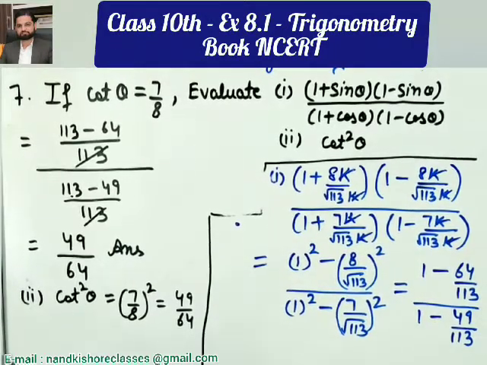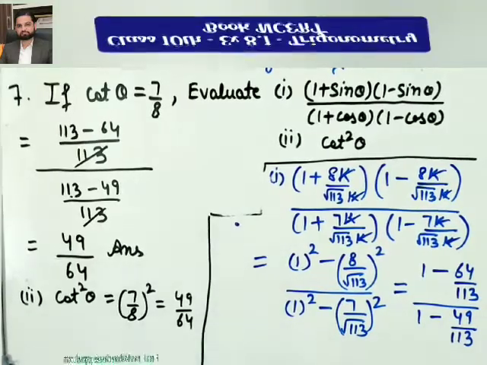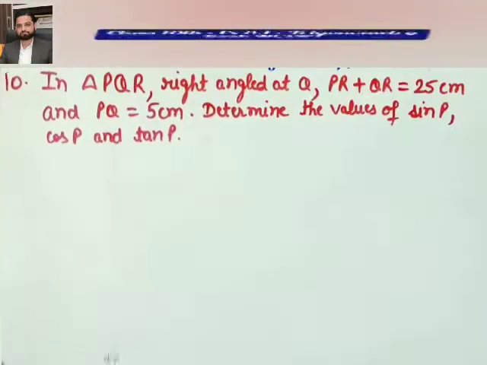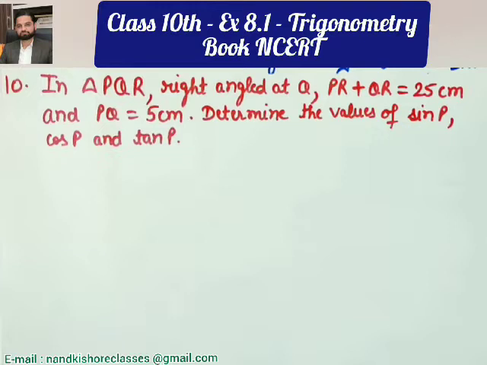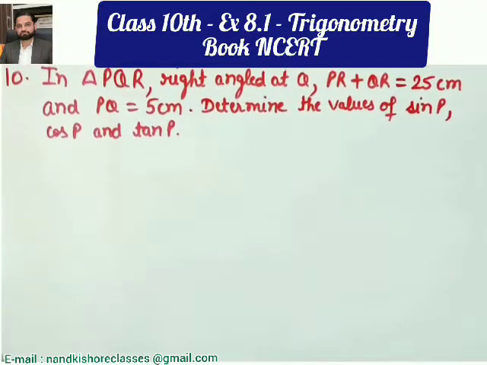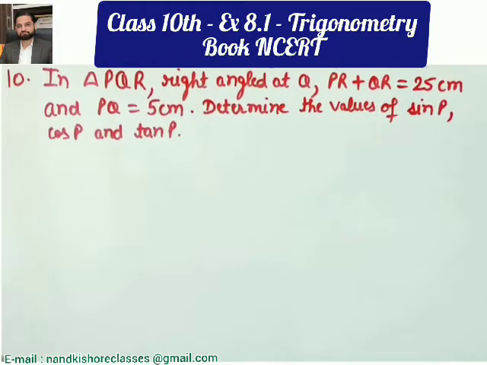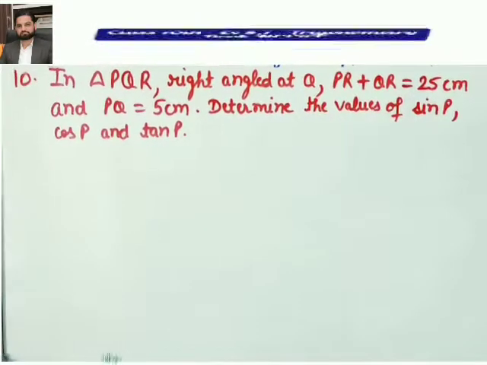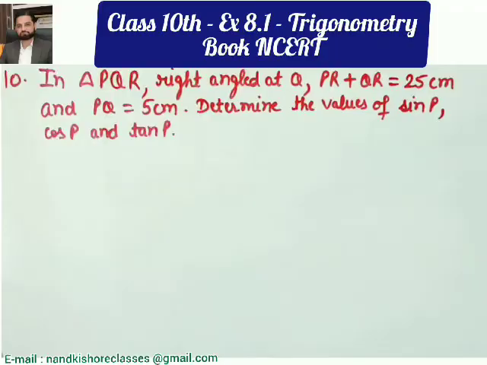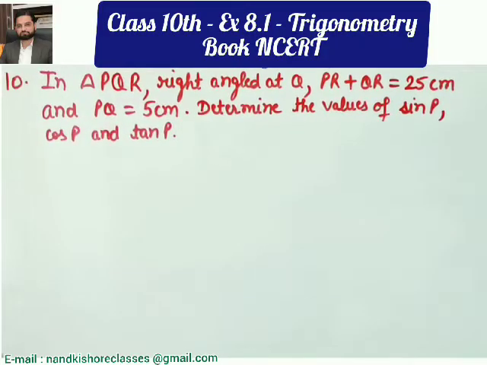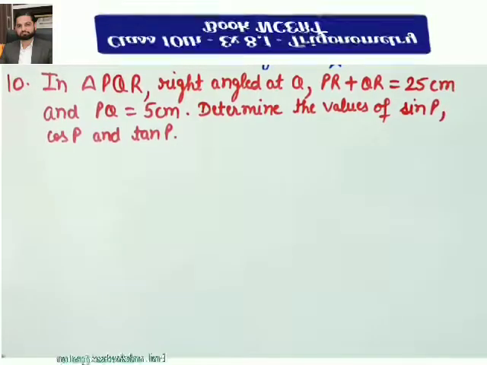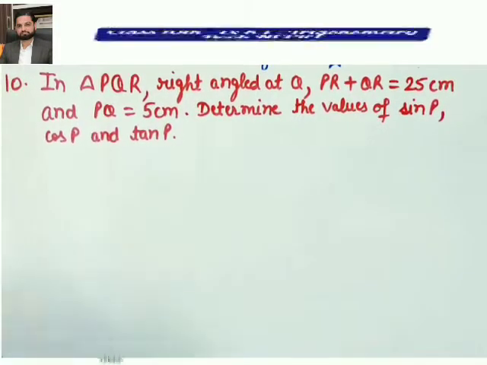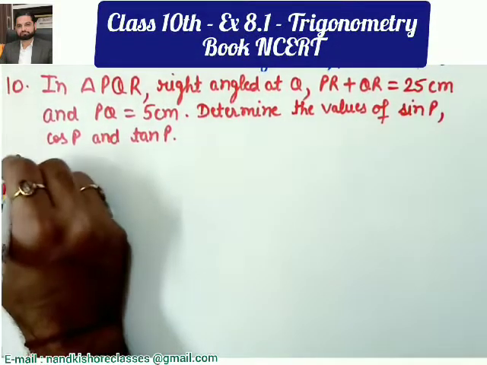We are going to start now the 10th question. Let's move to the last question of this exercise. 10th question. In triangle PQR right angled at Q, PR plus QR is given as 25 centimeter and PQ is given as 5 centimeter. Determine the values of sine P, cos P and tangent P. This is a very easy question. Let's have a look at how we need to solve.